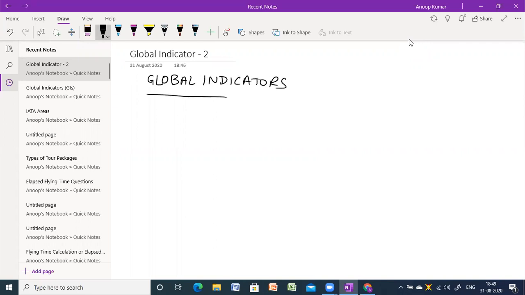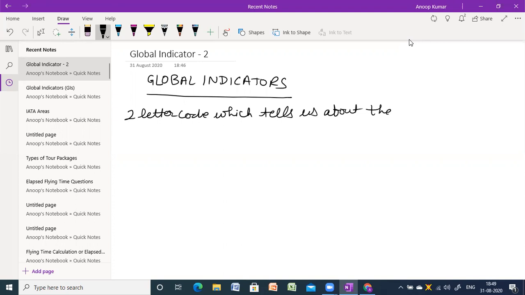I told you that global indicators are basically a two-letter code which tells us about the route of the airlines.